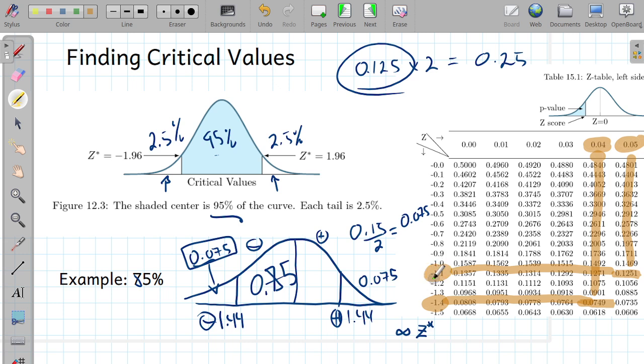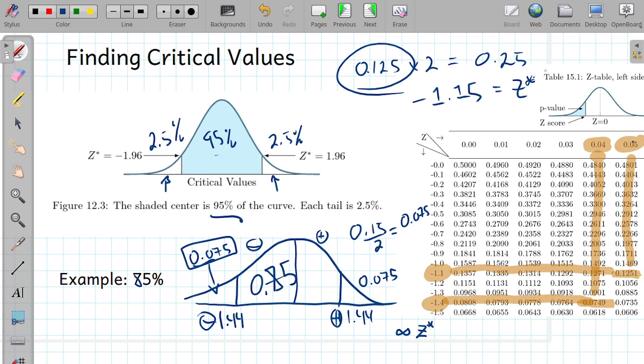negative 1.15 is our critical value. And I know at the university I've been hanging around at for the last 21 years, this is a common exam question because a lot of students find it rather challenging. So practice it. Once you get the hang of this, it's not hard. It's just getting the hang of it.